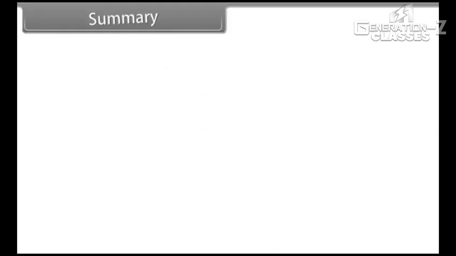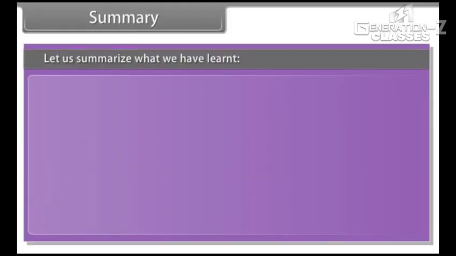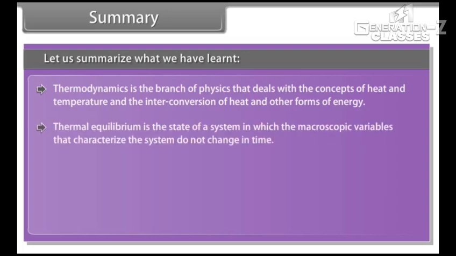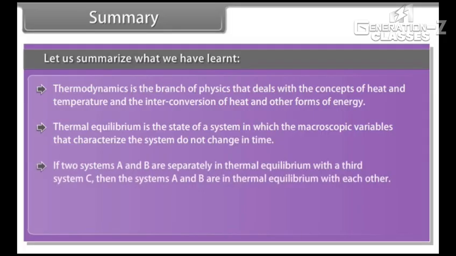Summary. Let us summarize what we have learnt. Thermodynamics is the branch of physics that deals with the concepts of heat and temperature and the interconversion of heat and other forms of energy. Thermal equilibrium is the state of a system in which the macroscopic variables that characterize the system do not change in time. If two systems A and B are separately in thermal equilibrium with a third system C, then the systems A and B are in thermal equilibrium with each other.